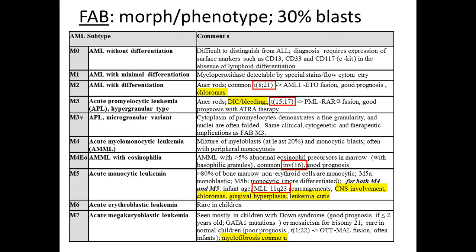The other thing to know is that in that classification, it was necessary to have 30% blasts in order to make the diagnosis of AML. And I point those things out because it's different in the newer system.